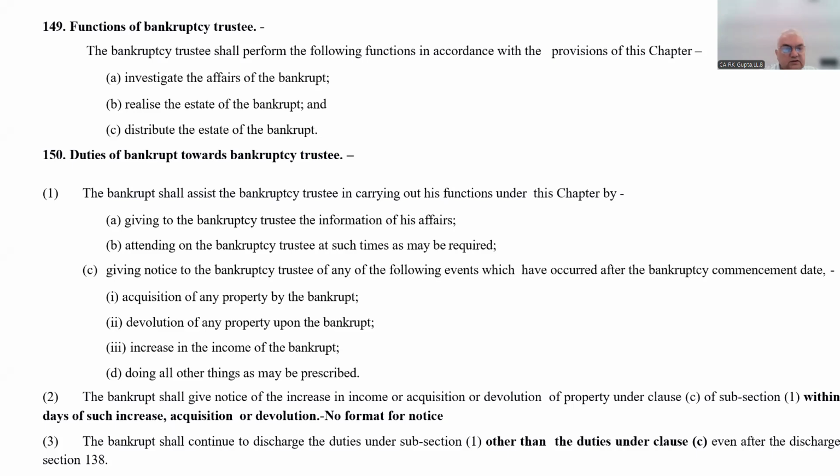So these are all general things you can go through, nothing much. Attending on the bankruptcy trustee, giving notice to the bankruptcy trustee of any of the following events which have occurred after the bankruptcy commencement date. So there could be a situation where the bankrupt acquires any property after the bankruptcy commencement date, or there is any devolution of any property. What is the difference between acquisition and devolution? Acquisition means by conscious effort, say purchase. Devolution means by succession, something which he gets by involuntary effort. Devolution, increase in the income of the bankrupt and doing all other things as may be prescribed.